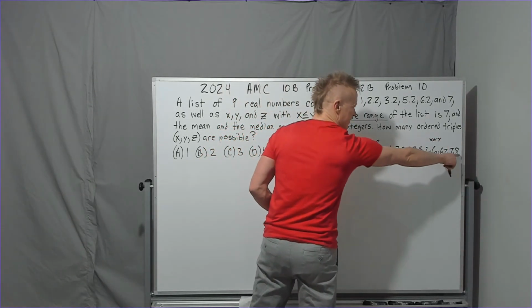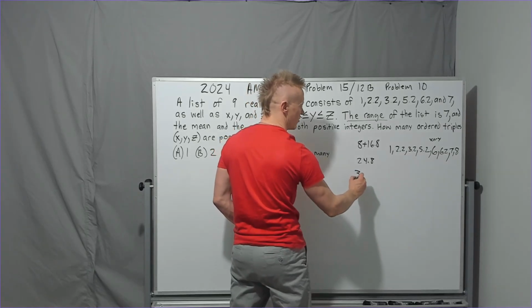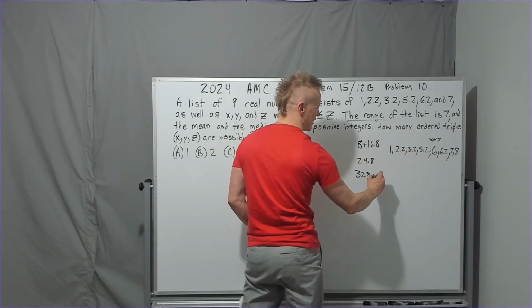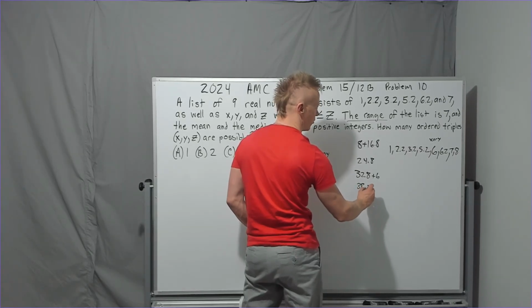So now we add the z, 8. You're at 32.8. You know one of them is 6. That puts you at 38.8.